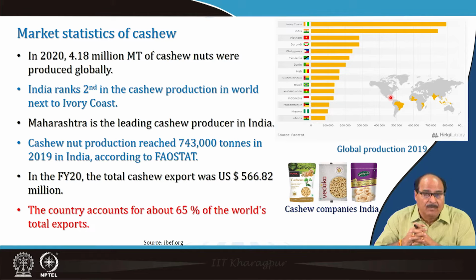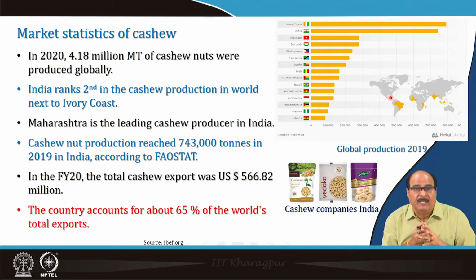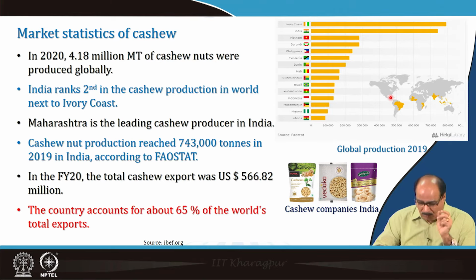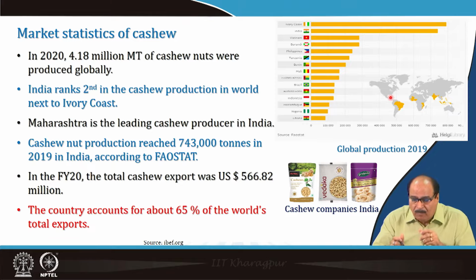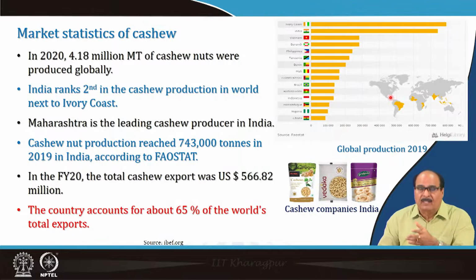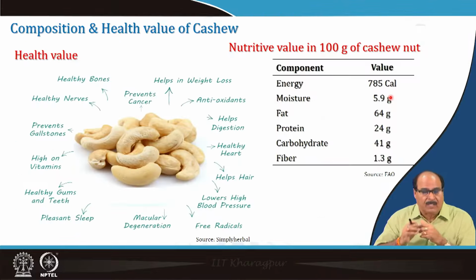In the financial year 2020, the total cashew export was to the tune of $566.82 million. The country accounts for about 65% of the world's total exports of cashew. The cashew companies in India are Vedoka, Arpin, and these are the three major companies you can see in the figure.